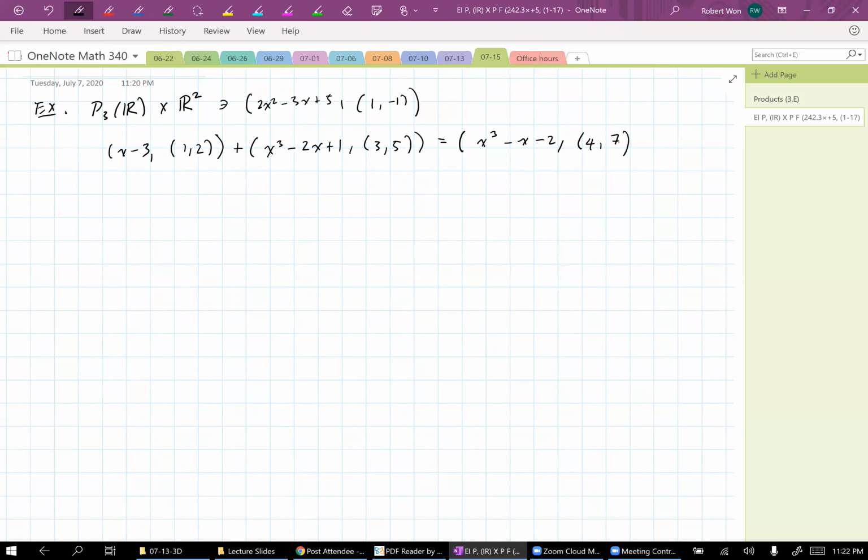And this example is meant to illustrate the fact that there's of course no way to add a polynomial to a vector in R2. There's no notion of adding x minus 3 to 1, 2. So I don't want to define these things as sums between these elements. Here the addition only happens component-wise, so you always know how to add things.